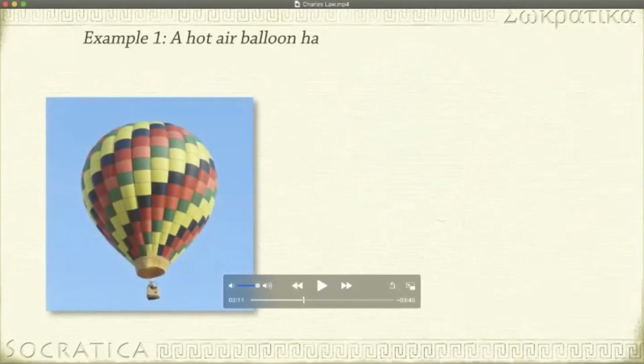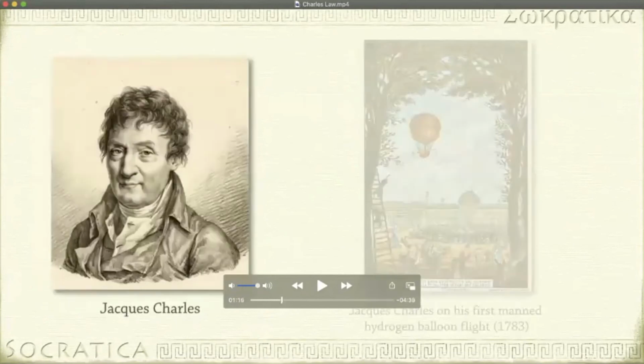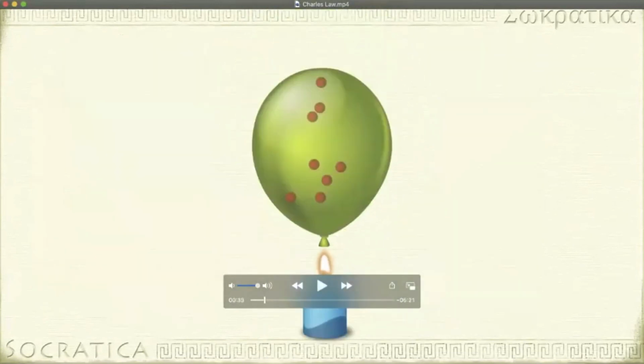Actually, this is not where I wanted to show you. Let me go back. I wanted to find an illustration for you. Oh, here we go. This is what I wanted to show you.